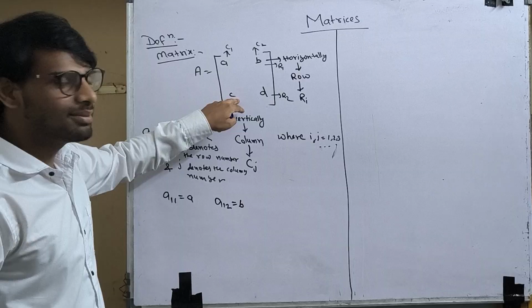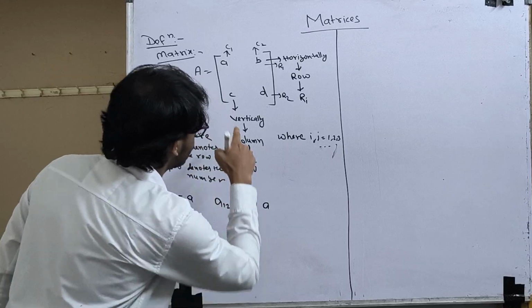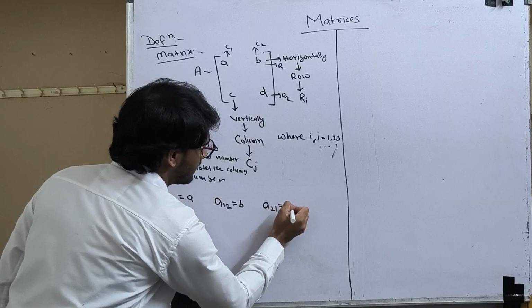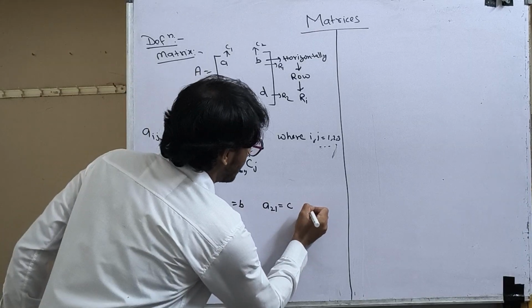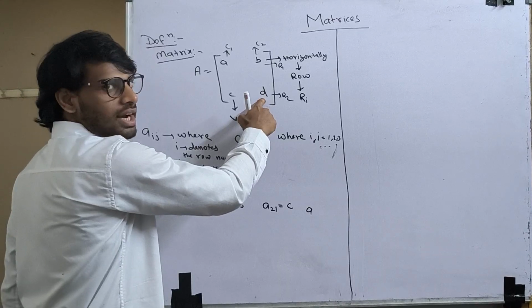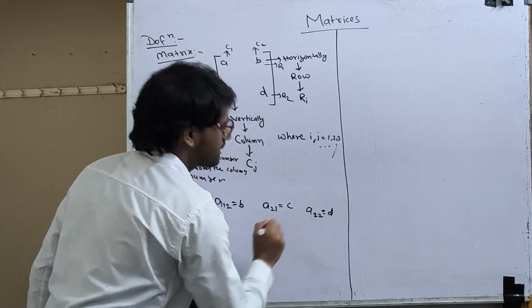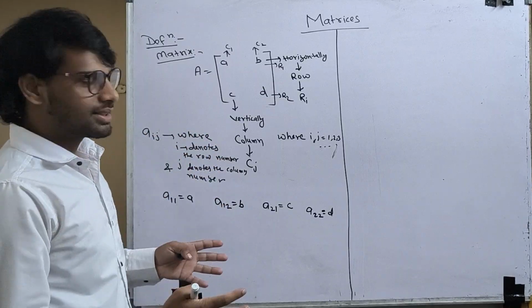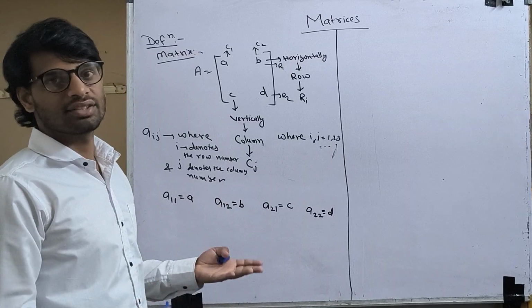The position of this element is second row, first column, so this is A21, which is C. And the position of this element is second row and second column, so this is A22, which is D. So all elements of any matrix can be written in the form of Aij.